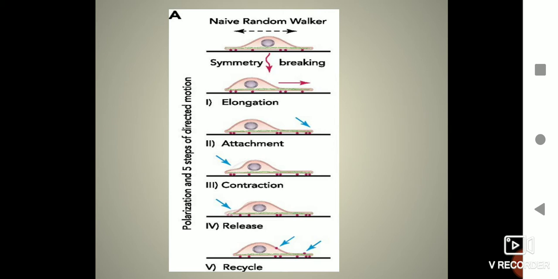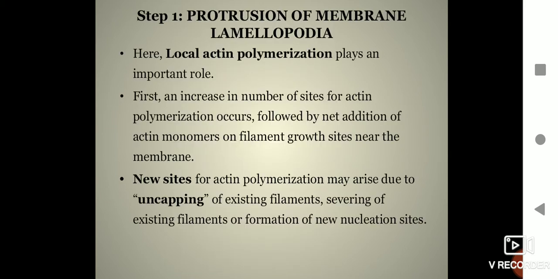Then the next step is contraction of the cytoplasm. From the back it is contracting to the front, moving the body to the front. And the next step is release of the lamellipodia from the rear, from behind. And finally, recycling of the integrin again into the cell, so that it can be reused for the next cycle of movement. So this is how the entire process takes place.